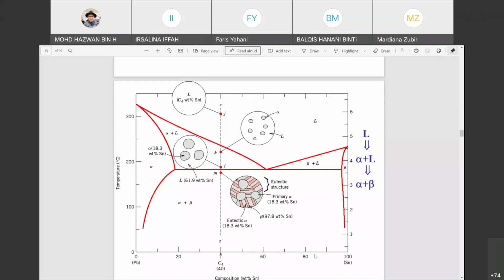Right. So if I ask you another question, what will happen if I ask you the microstructure at a composition in between 61.9 until 99%, somewhere around this region? Let's say 80% of tin, and we have different points, assuming 300 degrees, 220, 185, and also 170. So what will be the microstructure? Anyone knows? Or anyone can answer?